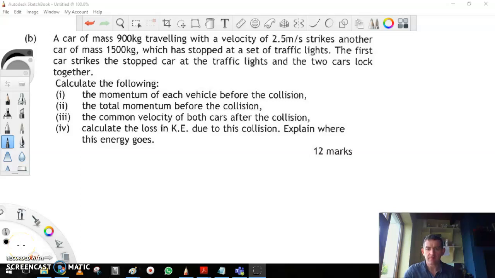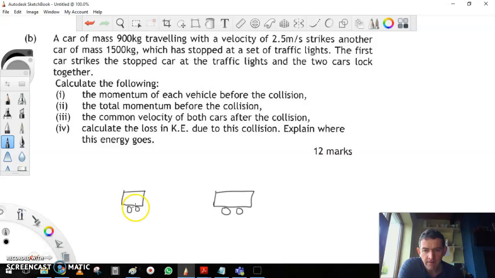Now, a car of mass 900 kilos travelling with a velocity of 2.5 meters per second strikes another car of mass 1500 kilos which is stopped at a set of traffic lights. So here's our stopped car, and here's our approaching car, so it's heading this way. Let's call this car 1 and this car 2.